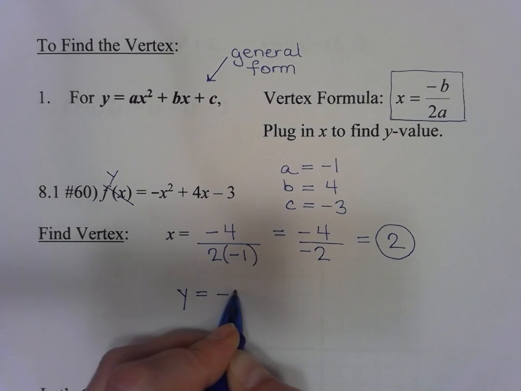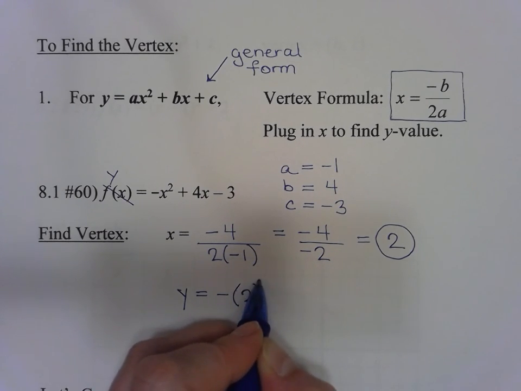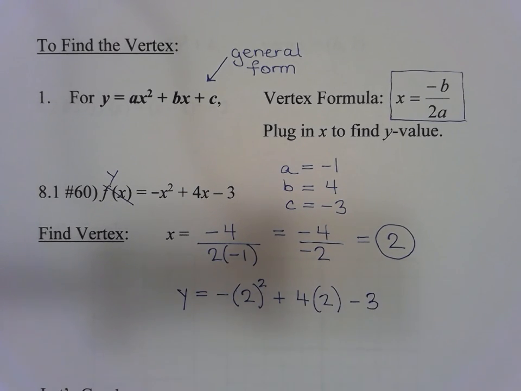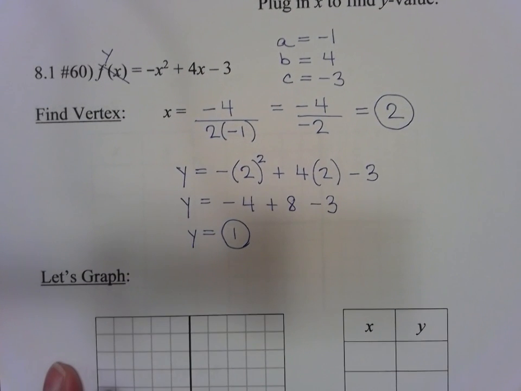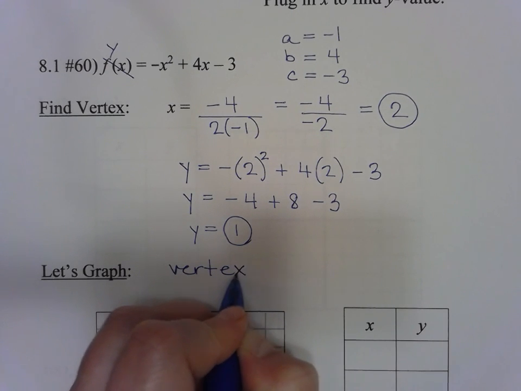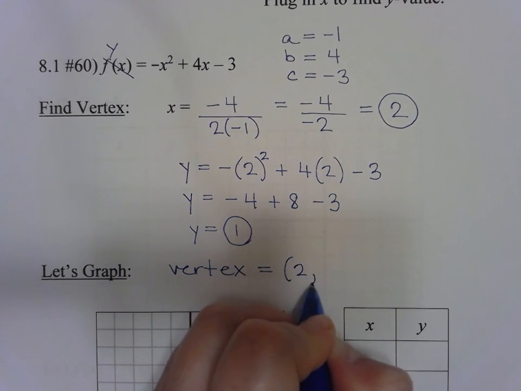So y is negative, and then 2 squared, plus 4 times 2 minus 3. If I calculate that out, this is going to be -4 plus 8 minus 3. So that's like 8 minus 4 would be 4, minus 3 would be 1. All right, so if I put that together, my vertex is going to be the point (2, 1).